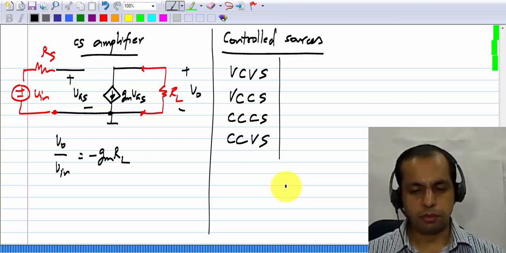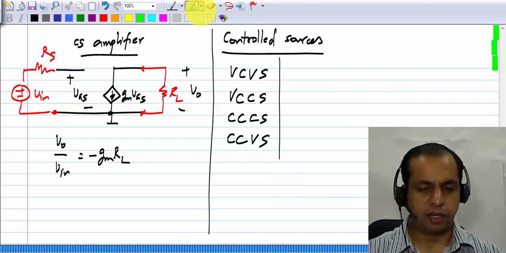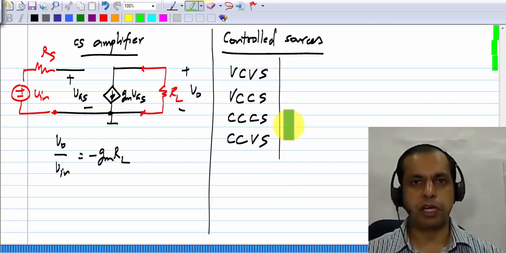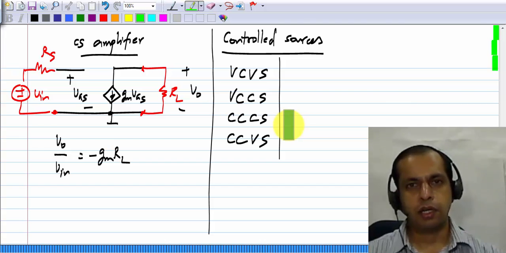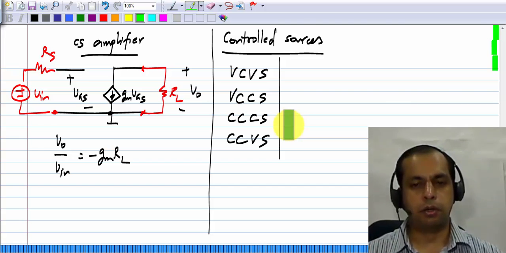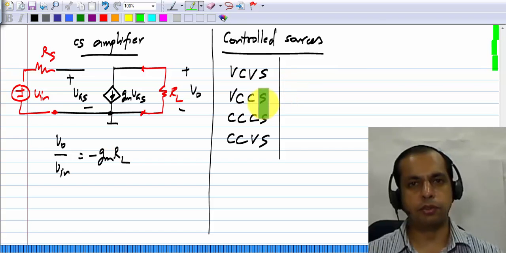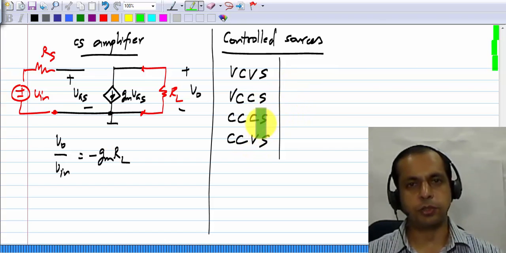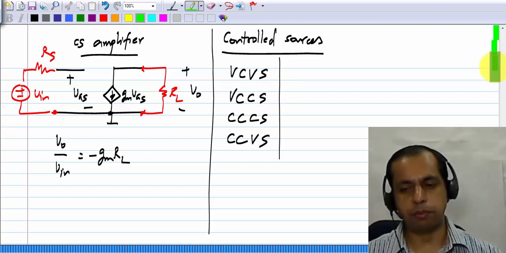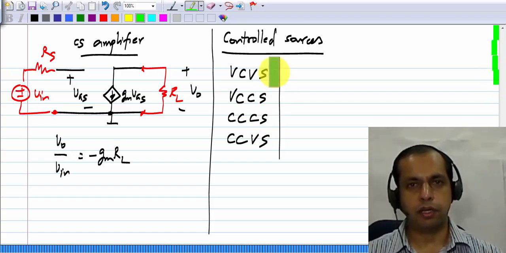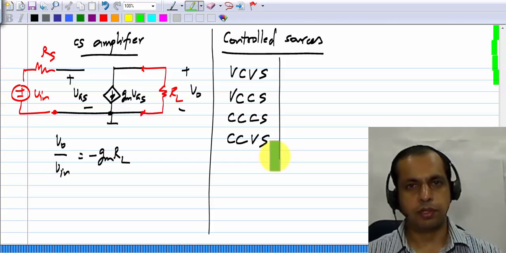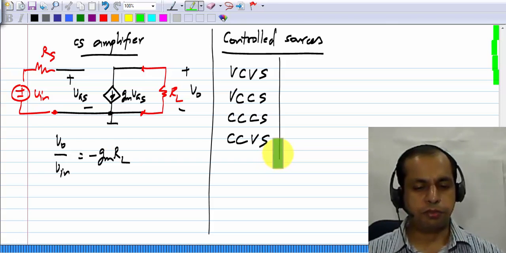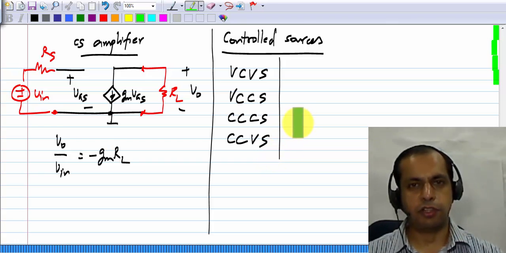Okay, so we will realize all these things, and in order to realize any of these things, we have to use the concept of negative feedback. Now, we are already familiar with it because we used negative feedback to bias the transistor at a given current instead of at a constant gate source voltage. Okay, we will use the same principle to realize these controlled sources.